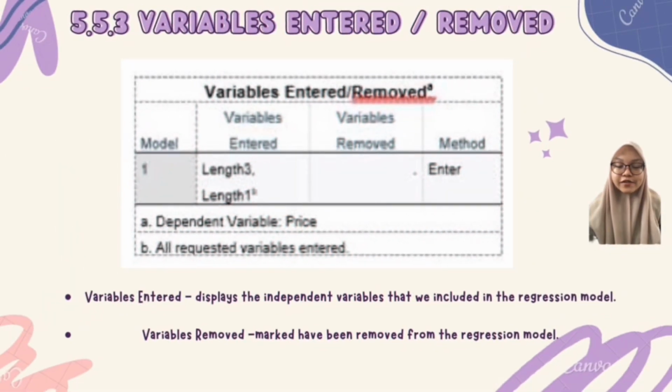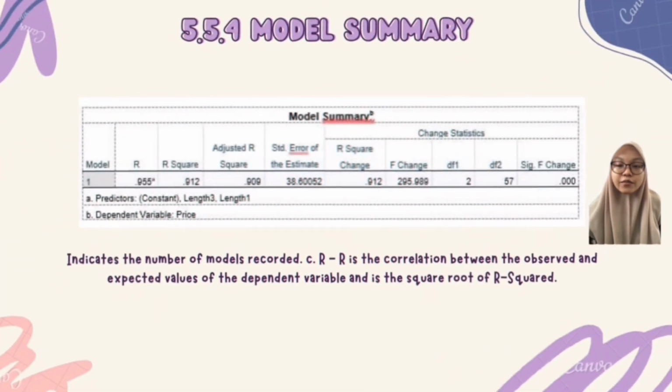5.5.3 Variable insert and remove. The variable insert displays the independent variable that we include in the regression model. The variable marked variable remove has been removed from the regression model.